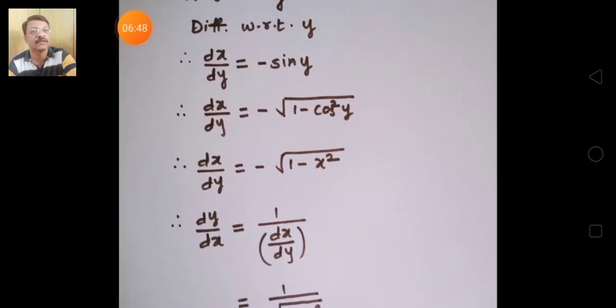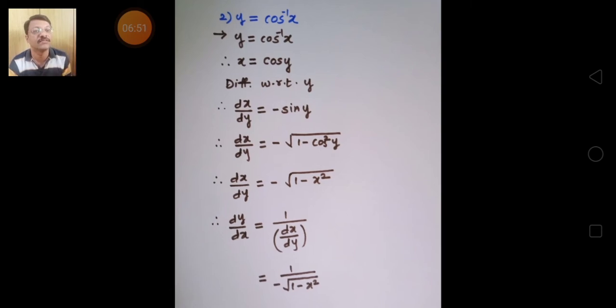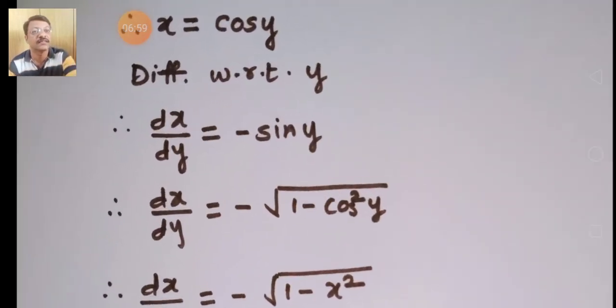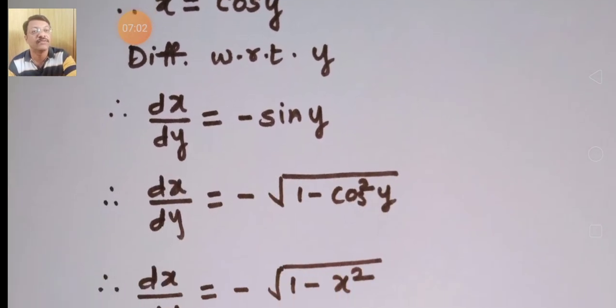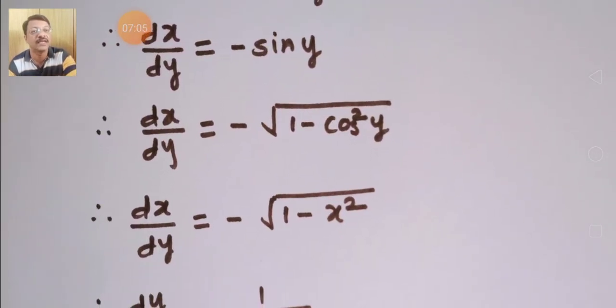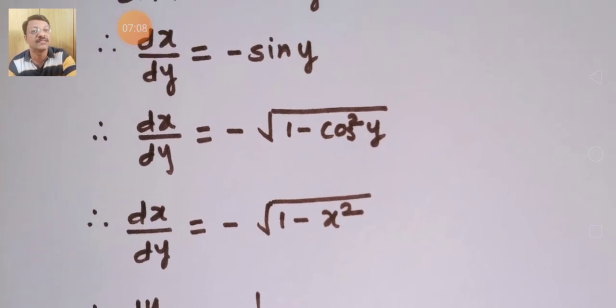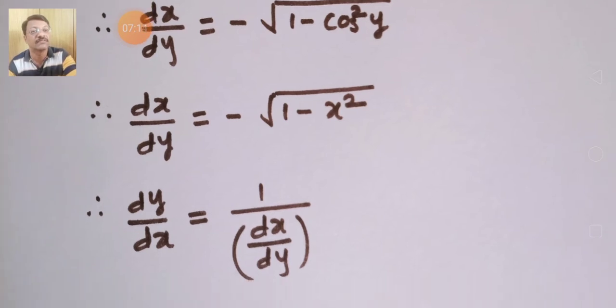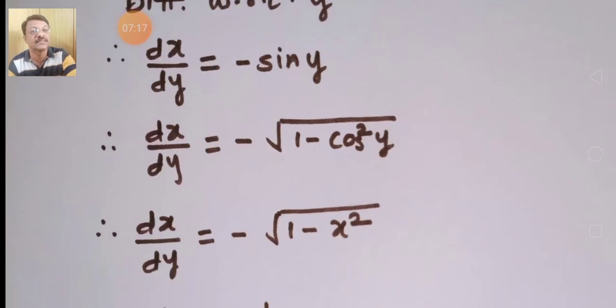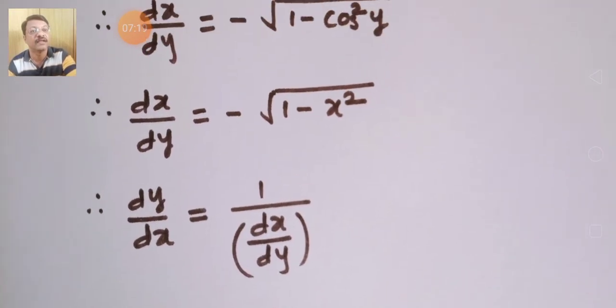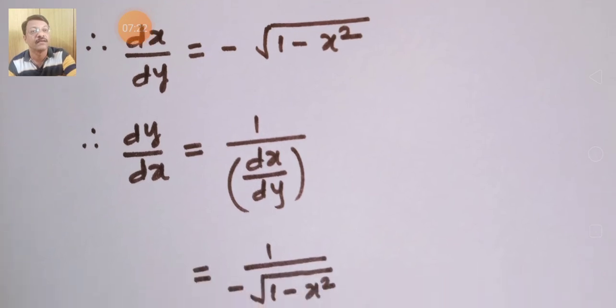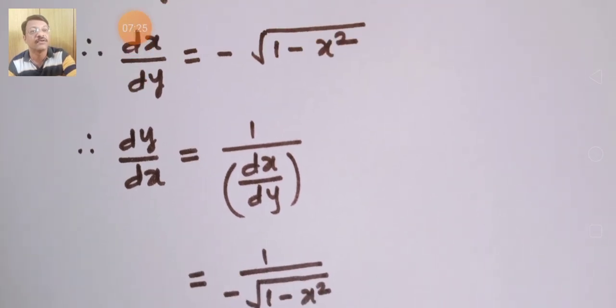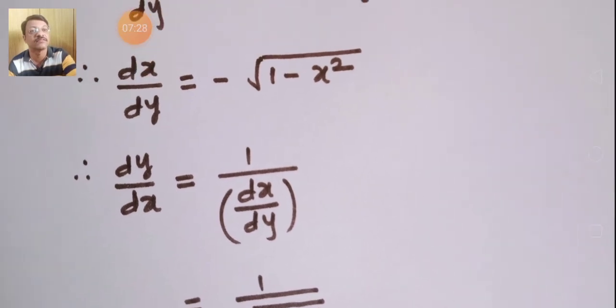So you get this: y is equal to cos inverse x. Written as x is equal to cos y, we differentiate with respect to y and get dx by dy is minus sin y. Dx by dy is minus root of 1 minus cos square y. Dx by dy is minus root of 1 minus x square, because cos y is x in this case. And then finally writing dy by dx as 1 upon dx by dy, which is minus 1 upon root of 1 minus x square.